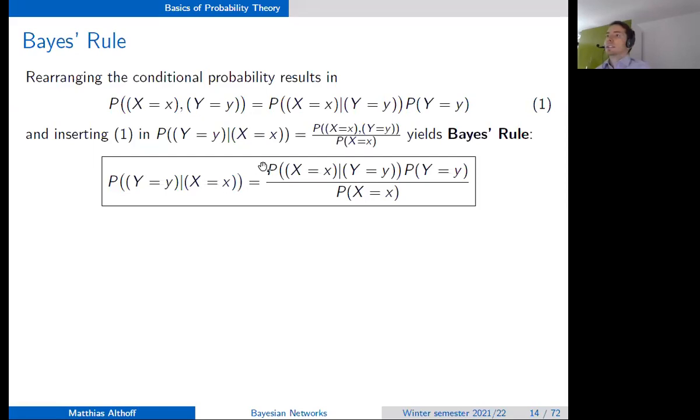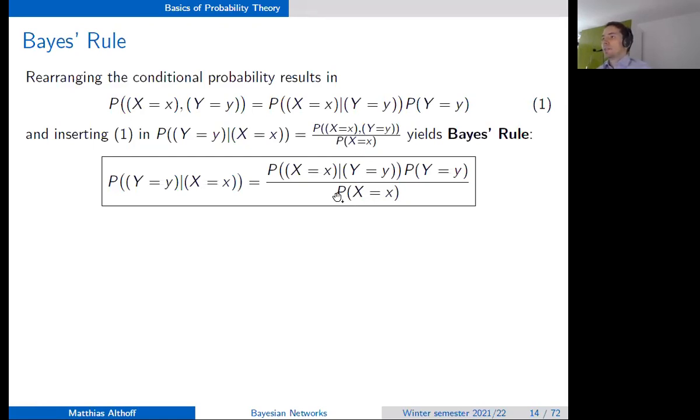Essentially what Bayes' rule is doing is it changes cause and effect. So here the cause is x and the effect is y. And here we have the other way around: the effect is x and the cause is y. Just by multiplying this with the probability of y and dividing it by the probability of x, you can change this order. There's also another way of writing Bayes' rule.